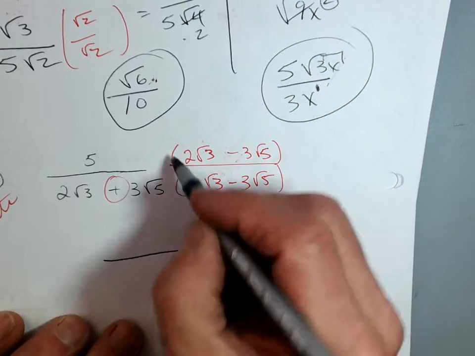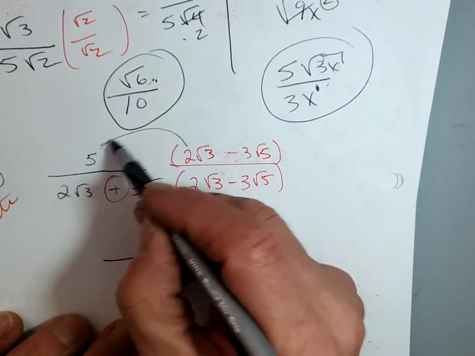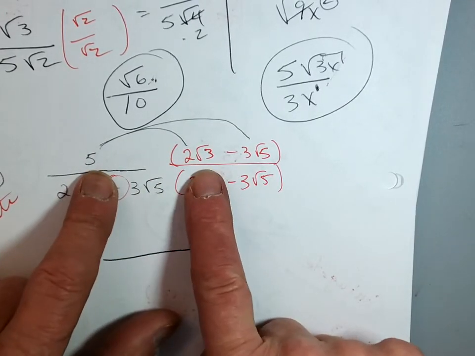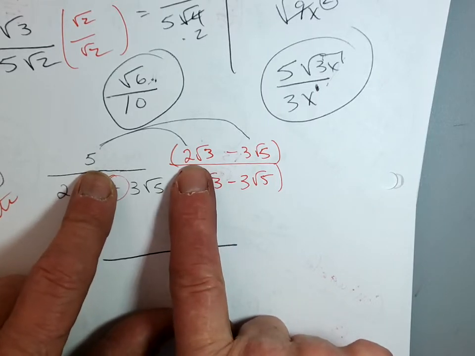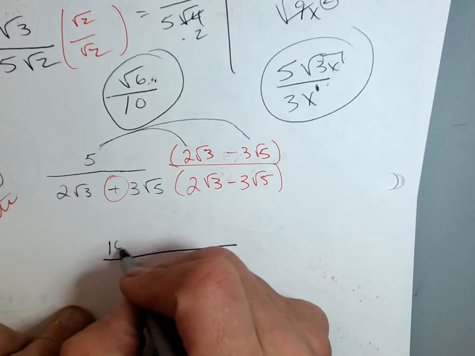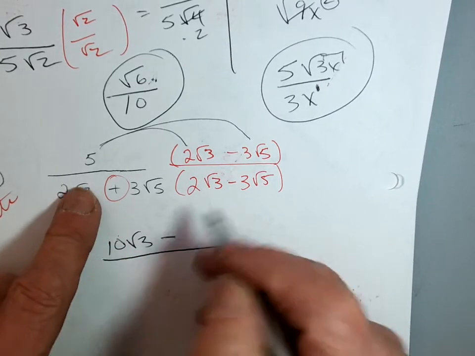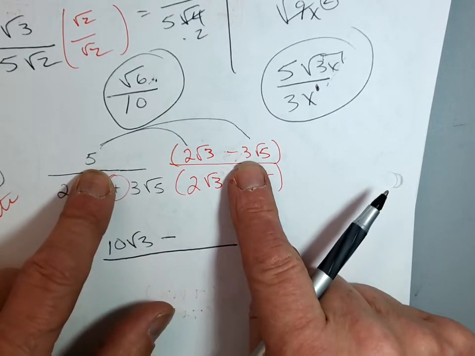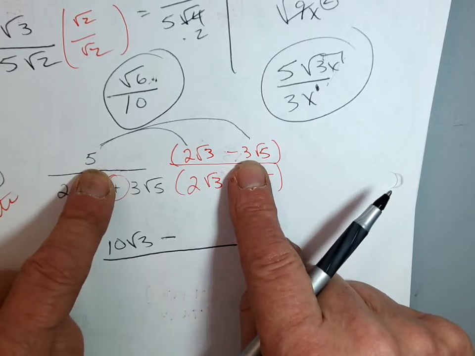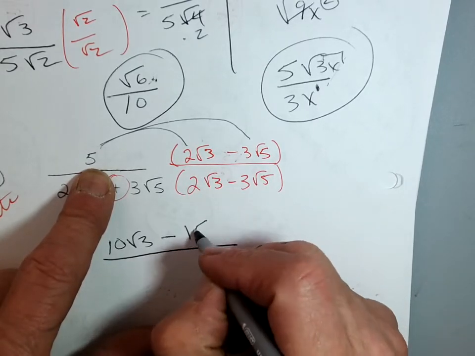Okay, you ready? So here we go. This times this. This times this. You guys okay with that? Let's do that first. 10 square roots of 3. You guys see 10 square roots of 3? Minus 15 square roots of 5. You guys see 15 square roots of 5?